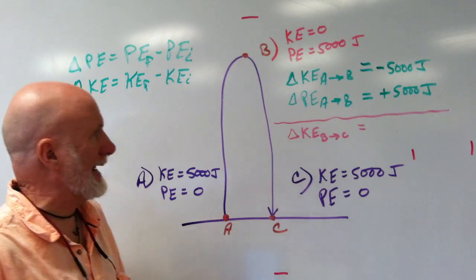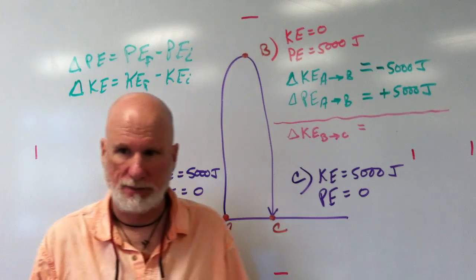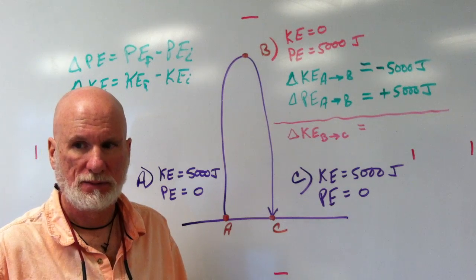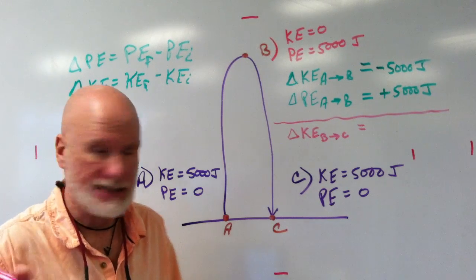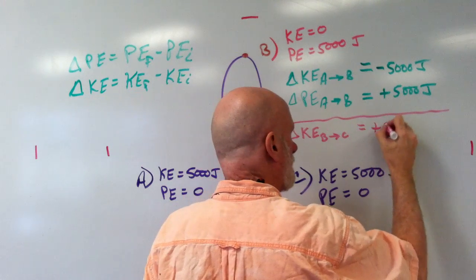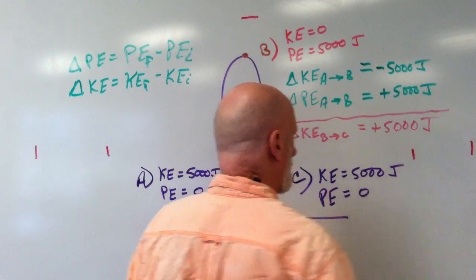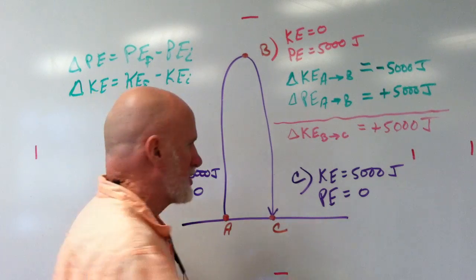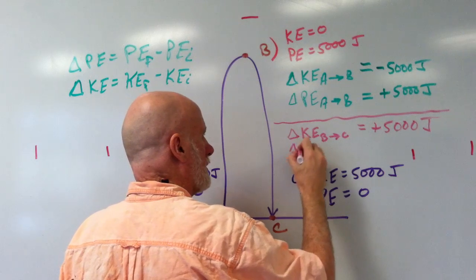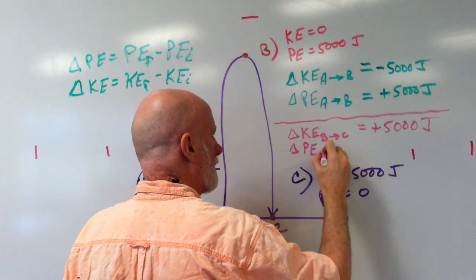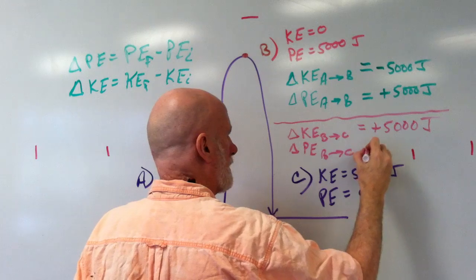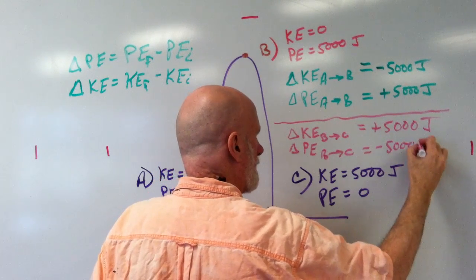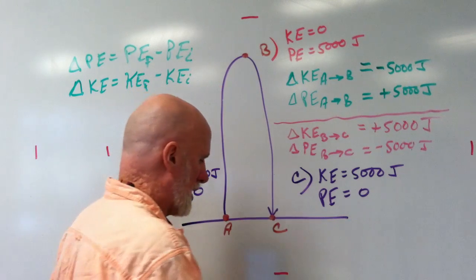So this is going to be the potential energy and kinetic energy change going from B to C. Easy? So what's the kinetic energy change going to be? Careful. Final minus initial. Positive 5,000. Okay? What's the potential energy change going from B to C? Negative 5,000 joules. You see that?